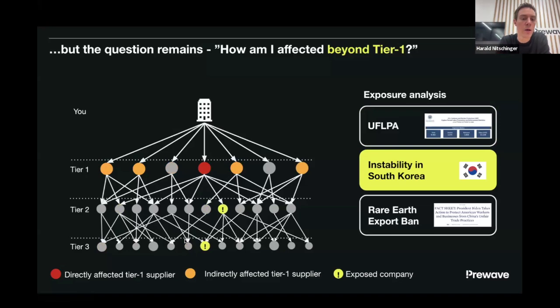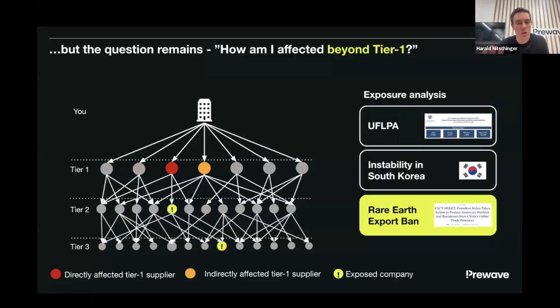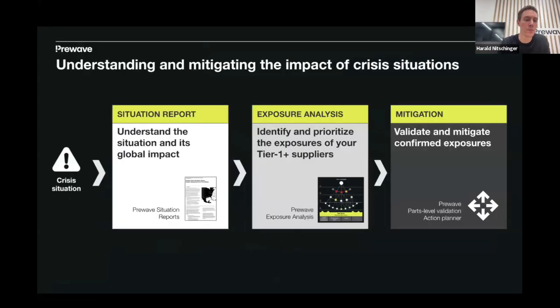Instability in South Korea or the rare earth export ban, all of these are cases where we want to understand how these situations and events affect our supply base. And this is what we achieve with the exposure analysis. We follow here a multiple step process from the situation.